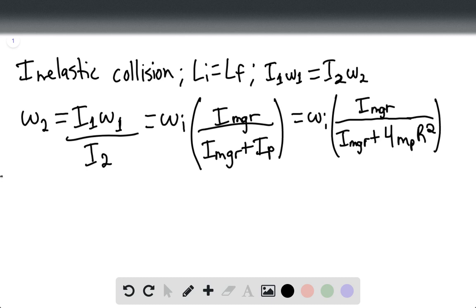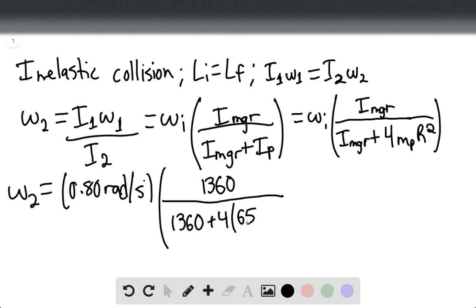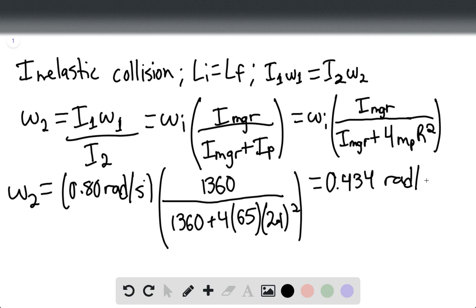And so we find that omega sub 2 equals 0.80 radians per second times 1360. And then for the denominator, 1360 plus 4 times 65 times 2.1 squared. And so this will be equal to 0.434 radians per second. So this will be your final answer for part A.